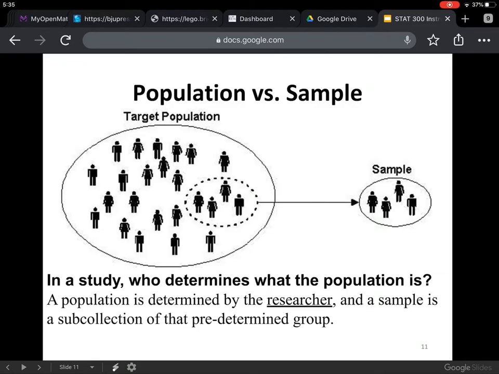The answer to that is the researcher. The population is determined by the researcher, and a sample is a subcollection of the predetermined group, right? So who determines what population they're studying? The researcher is. Keep this in mind, because some people want to just study everybody. No. Be pointed with your questions and figure out, okay, I'm going to study this particular group of people. That means that you have an ability to ask more specific questions of that group of people than everybody else.